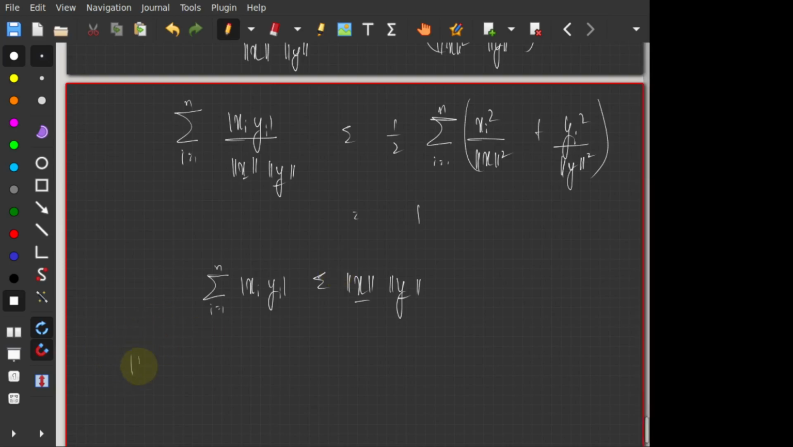So as a homework, prove Hölder's inequality. So let's stop here.